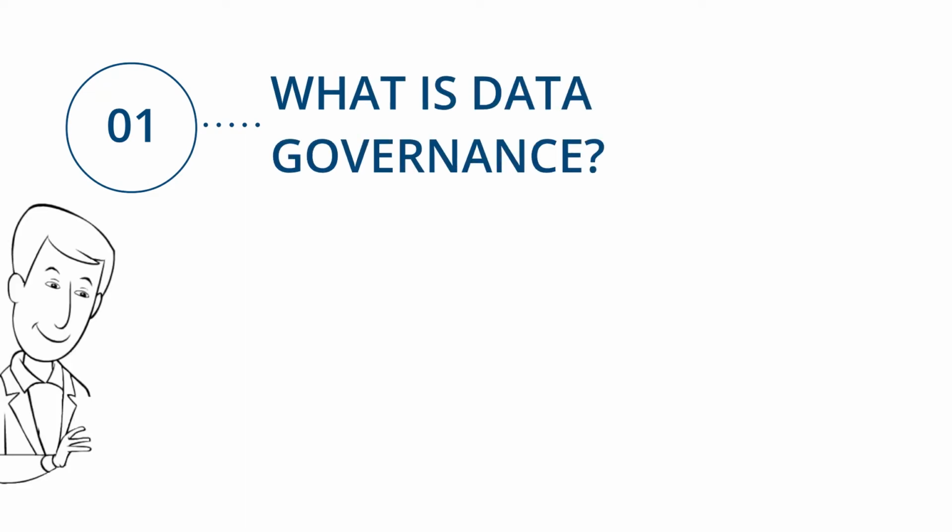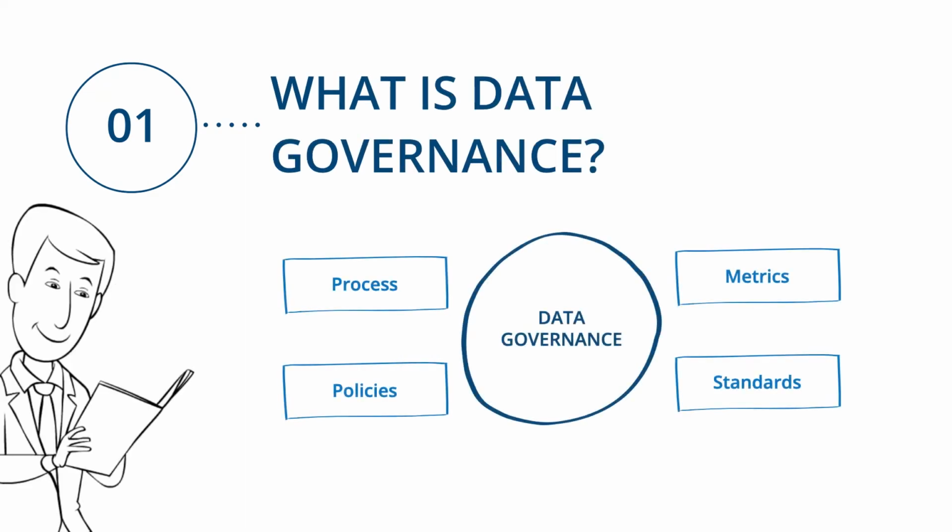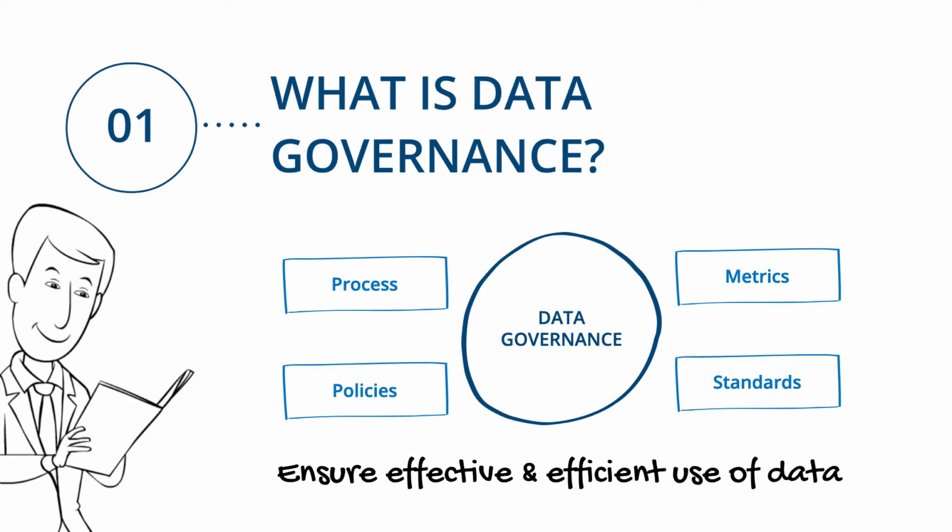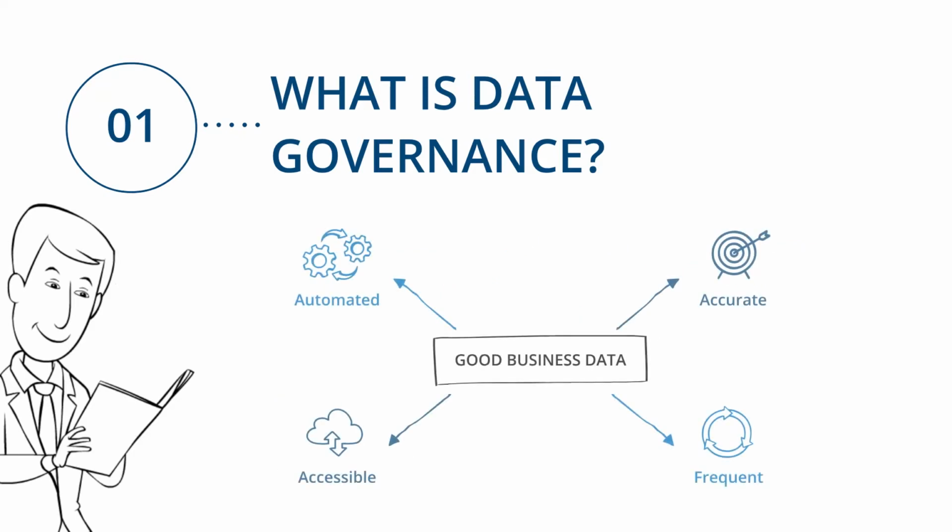So what is data governance exactly? It's a collection of processes, roles, policies, standards, and metrics that ensure the effective and efficient use of data across the organization. Good business data should be automated, accurate, frequent, and accessible. Data governance holds the keys to ensuring organizations obtain value from their data assets.